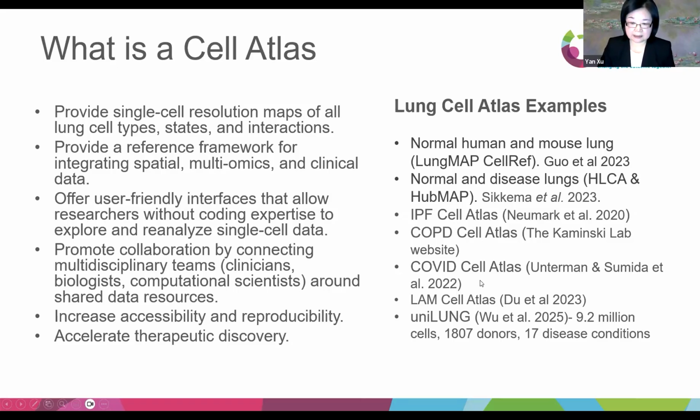The COVID Cell Atlas was released after the pandemic in 2022. And with the support of the LAM Foundation and close collaboration among three institutions, UC, CCHMC, BWH, and UPenn, we put together the LAM Cell Atlas, released in 2023. And at the end of last year, a union lung reference was released. It collected more than 9 million cells and 1,800 donors across 17 lung disease conditions. So it's getting more and more sophisticated.